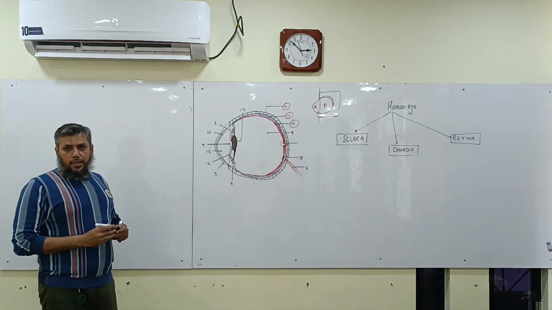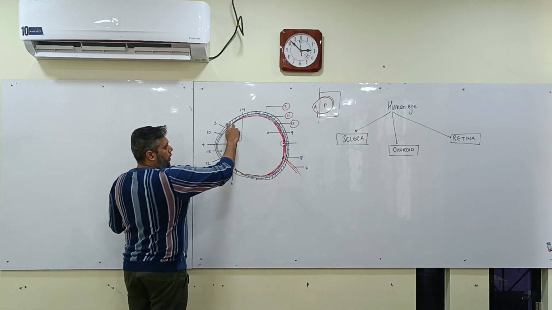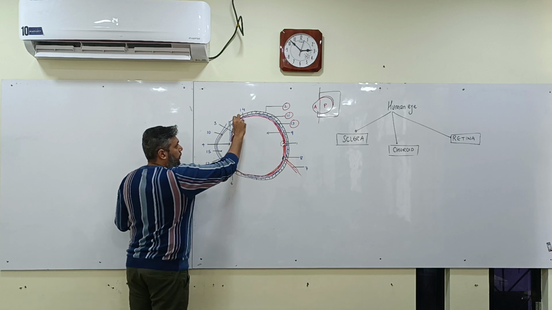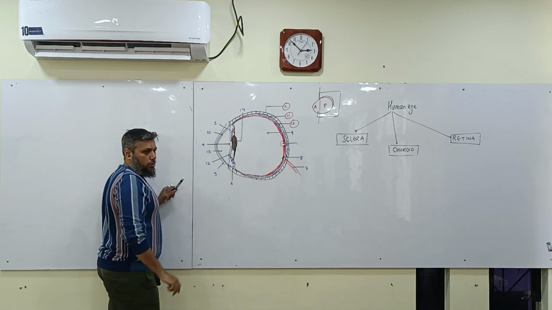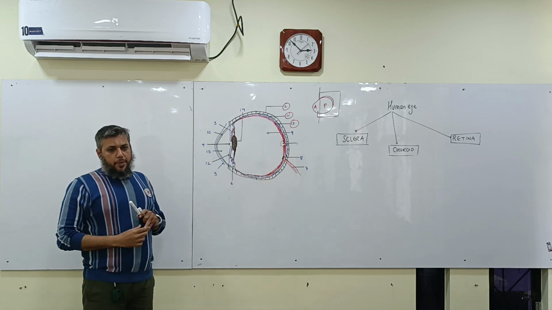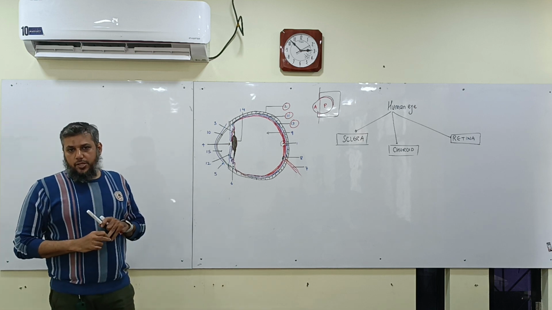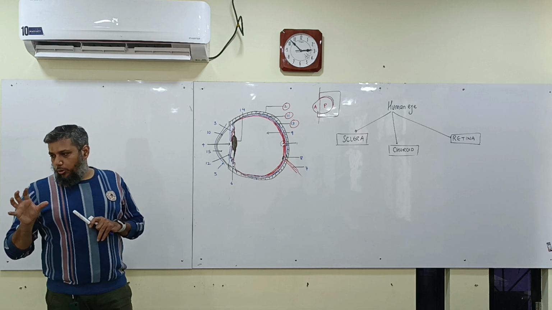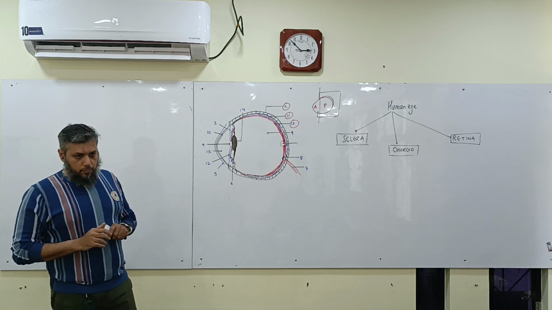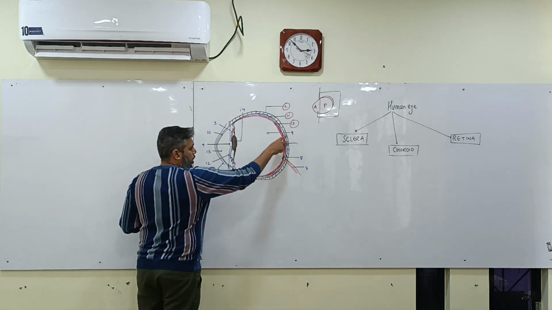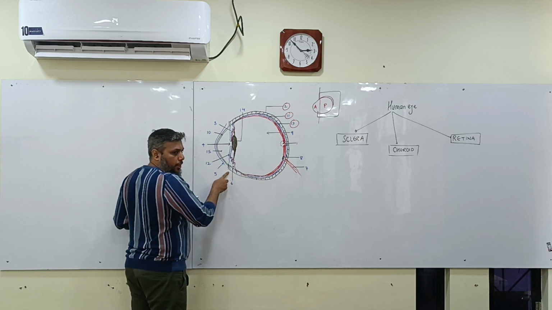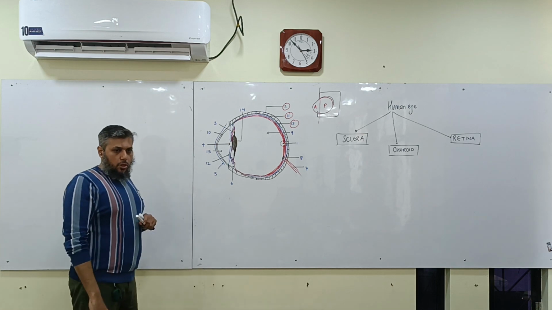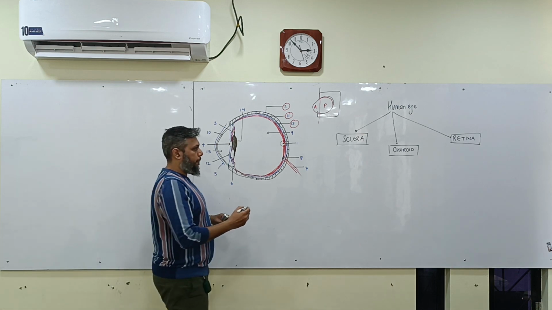We will describe the sclera as the outermost thick, tough layer of the eyeball, which is made up of fibrous connective tissues, and it gives shape and protection to your eyeball. It is opaque, light cannot pass through it. So that is the description of the sclera.